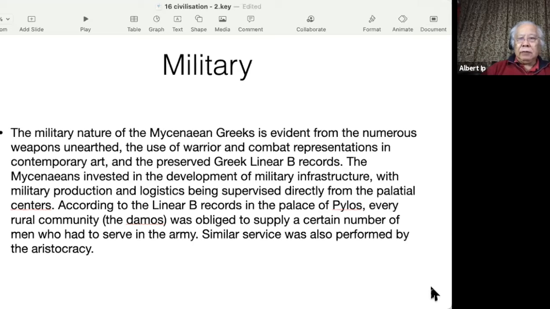They invested in the development of military infrastructure, with military production and logistics being supervised directly from the palace. According to the records in the palace district, every rural community was obliged to supply a certain number of men who had to serve in the army. Similar service was also performed by the aristocracy. So again, compulsory sending of a number of men to serve in the army. I think defense is always a common goal.